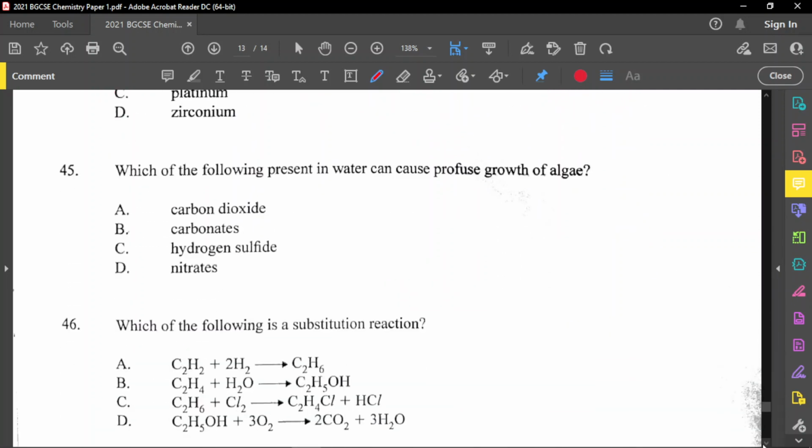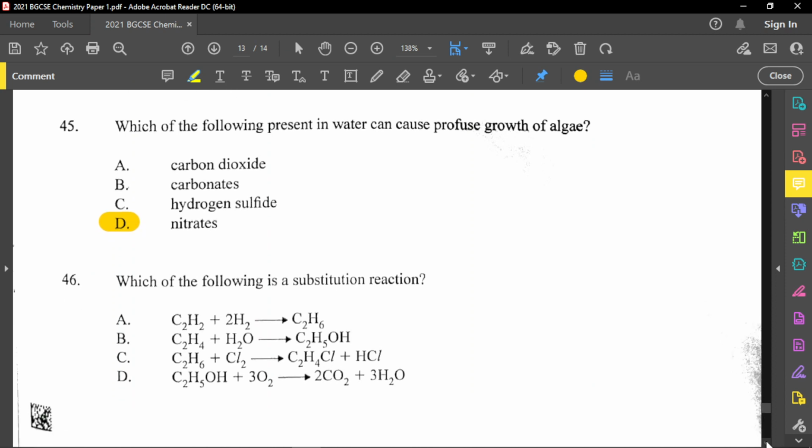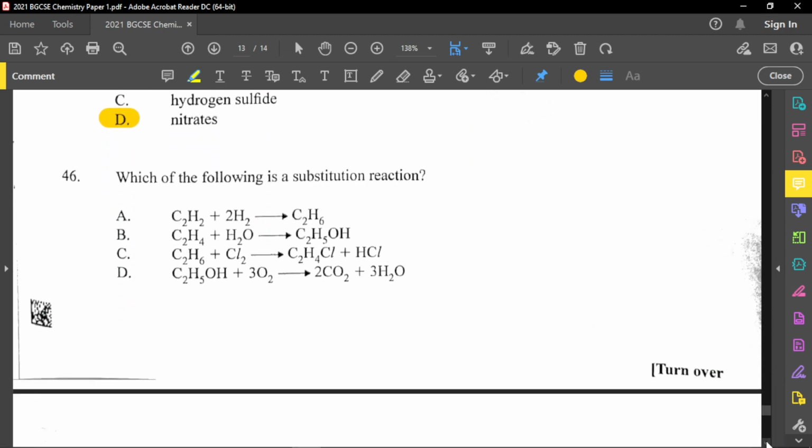Now let's jump to the next question, 45. Question number 45 reads: which of the following present in water can cause profuse growth of algae? Profuse growth just means excess growth of algae, which is called eutrophication. And we know that nitrates are what is needed for causing eutrophication. Nitrogen-rich compounds are good for plant-like organisms to grow rapidly, to make proteins. So definitely nitrates is the answer for that. That's bio knowledge helping us with that.